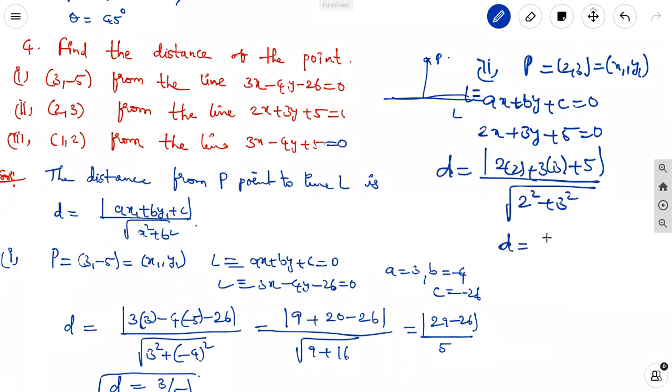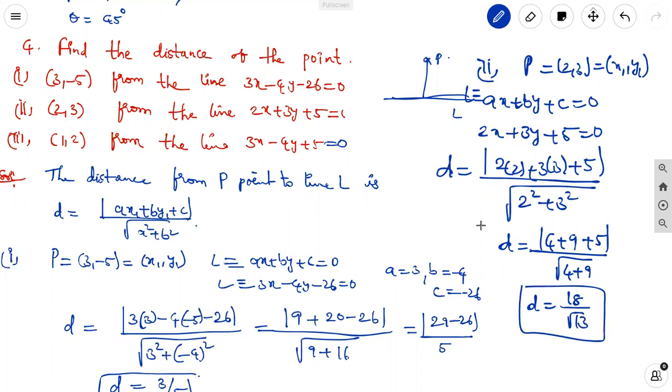So D is equal to 2 fours are 8, plus 3 threes are 9, plus 5, by root of 4 plus 3 threes are 9. It is D equal to 13 plus 5, it's 18. So 18 by root 13. Similarly, you can do the third problem.